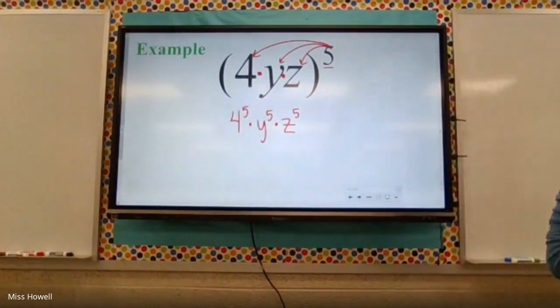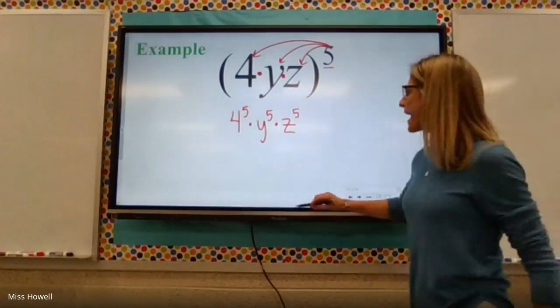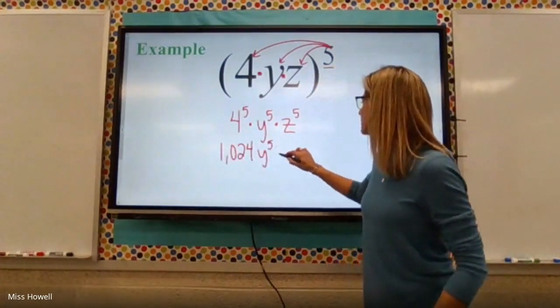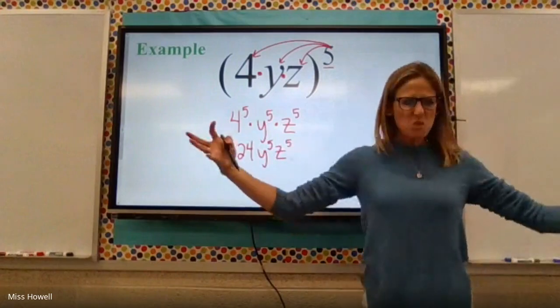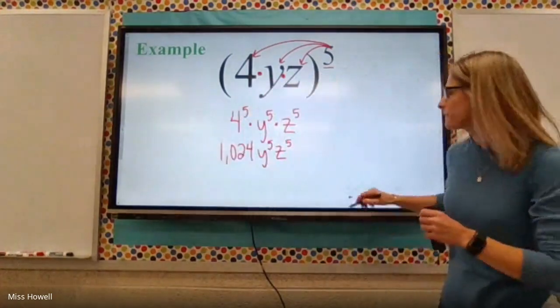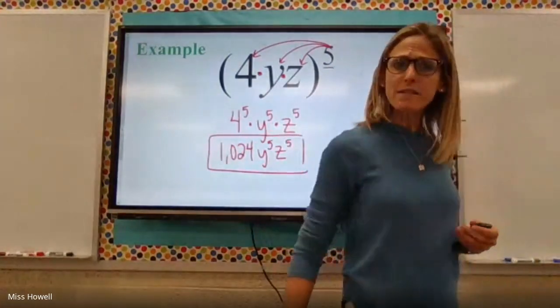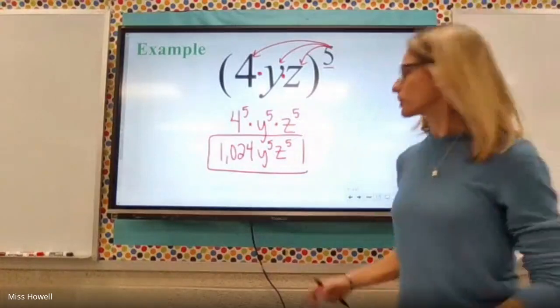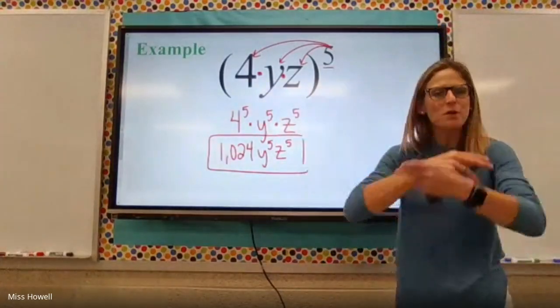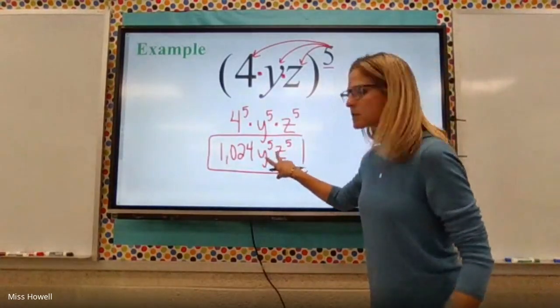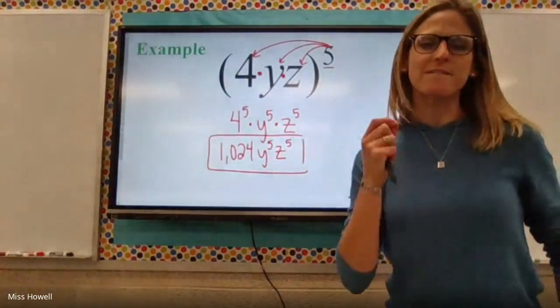We could evaluate that. So 4 times 4 times 4 times 4 times 4, or use your up caret button. 4 to the 5th will give us a 1,024, y to the 5th, z to the 5th. And we want to smush it all back together to get our final simplified version. Now, would it be okay if I had 1,024 z to the 5th, y to the 5th? Absolutely. Remember, commutative property of multiplication. I can move my things around in multiplication and get the same result. So these two could be flipped, but they have to have the exponents of 5 attached to them.